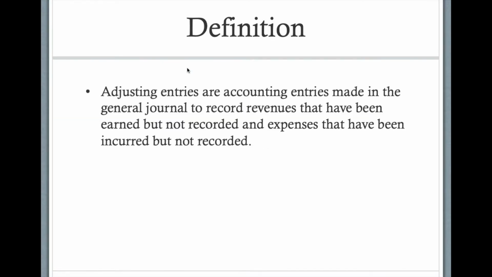Adjusting entries are accounting entries made in the general journal to record revenues that have been earned but not recorded and expenses that have been incurred but not recorded. This is done in accordance with the accrual basis of accounting. Adjusting entries are always needed due to the exchange of cash not always occurring at the same time that revenue is earned or an expense is incurred.